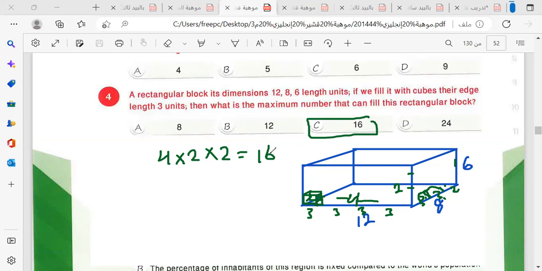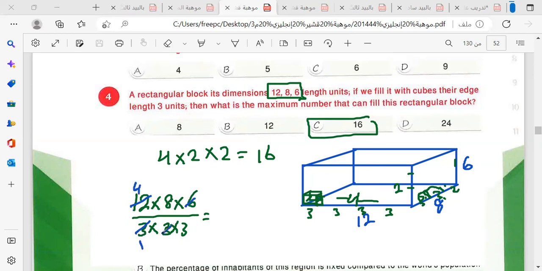There is another way. If you don't use drawing, you find the volume of the rectangular block. You multiply 12 times 8 times 6, divided by the volume of the unit cube, 3 times 3 times 3. Then you get the answer. Okay, now you can simplify. 12 divided by 3 is 4. 6 divided by 3 is 2.